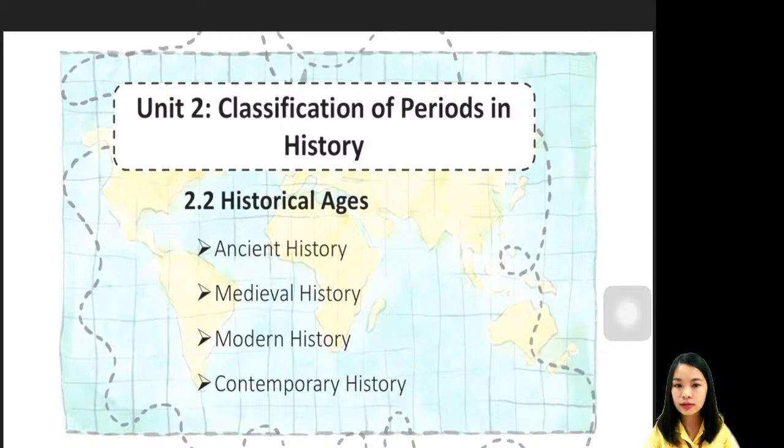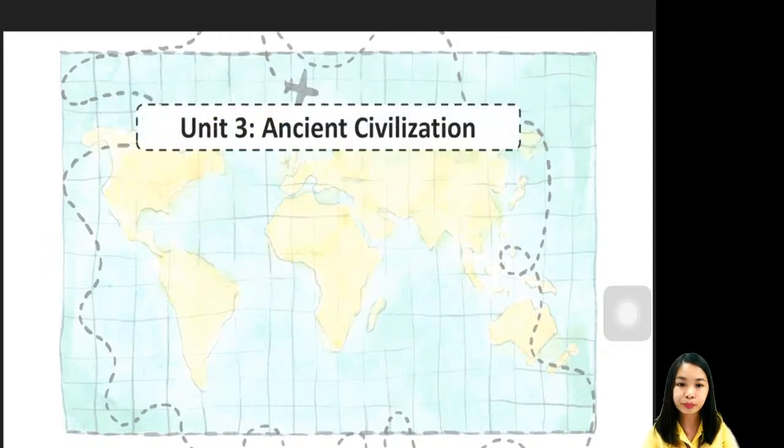Okay, so now let's start with, we still have Unit 3. So this Unit 3 is supposed to be after the midterm exam. Since we don't have a midterm exam, we will just continue with Unit 3.